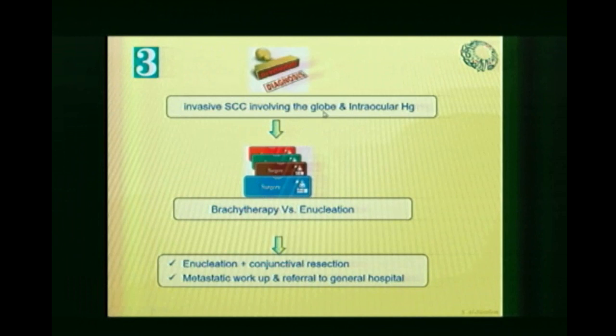Because it was involving the globe, and the patient developed an intraocular mass and his vision was a little bit poor, we offered the patient brachytherapy versus enucleation. The patient totally refused to undergo enucleation, and then he couldn't have the brachytherapy done, so he returned with intraocular hemorrhage and total RD worsening, so enucleation was done with a conjunctival resection. Metastatic workup was also done for this patient.